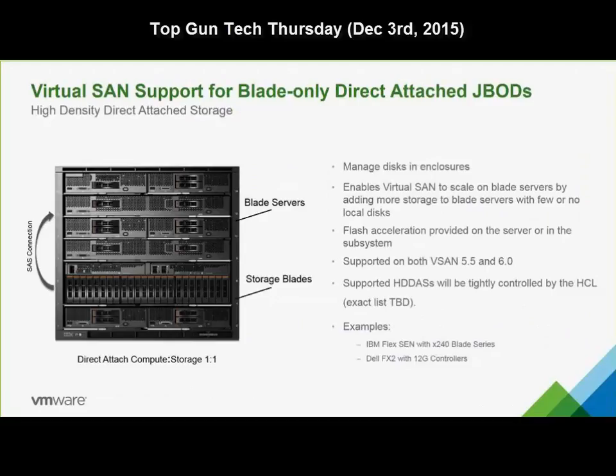vSAN 6.1 now offers expanded support for blade systems, with support for direct access JBOD as well. So this opens up more hardware options. It's not just your typical 2U, 4U type of server anymore. We can now use vSAN within blade environments, as well as using JBOD. So this opens up a lot more possibilities for different customers and how they use different hardware for vSAN.